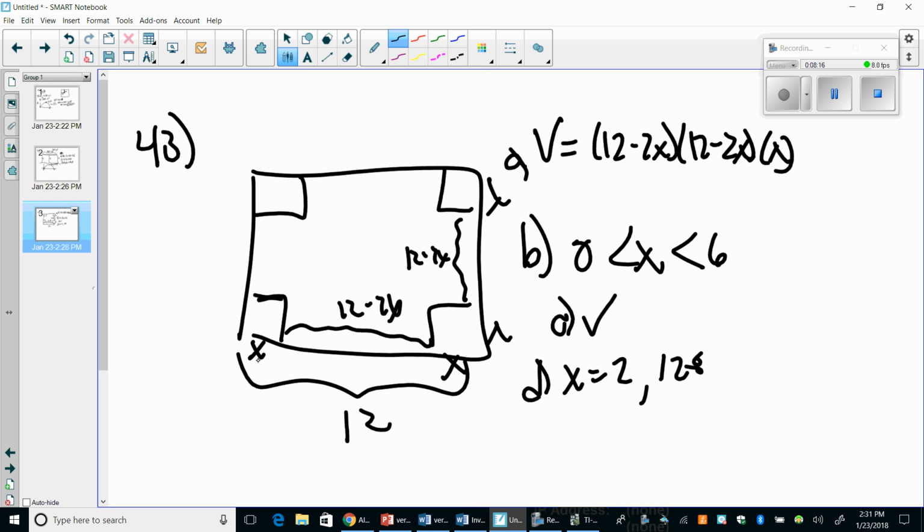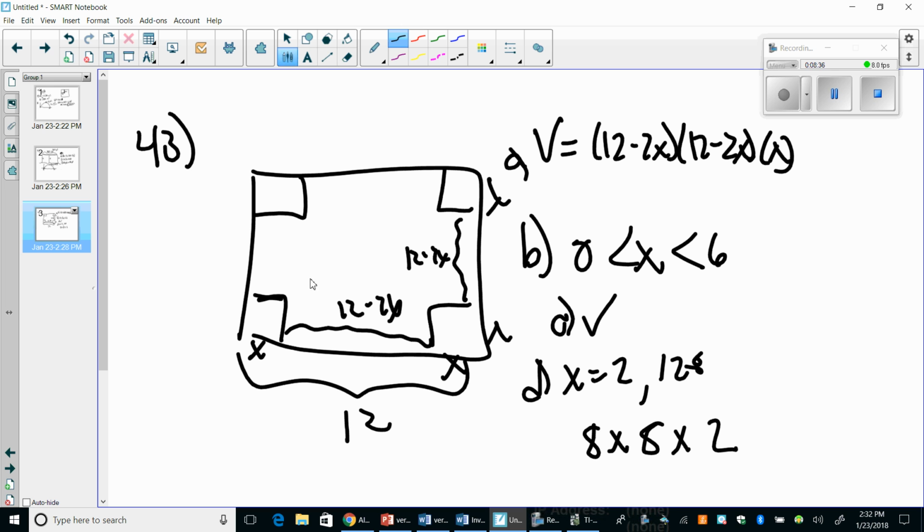So they want the dimensions. When x is 2, this side here would be 8, and this side would be 8, and the height, which is x, is 2. Plug in 2: this side would be 8, this side would be 8, and this side would be 2. So those are the dimensions that give you the maximum volume.